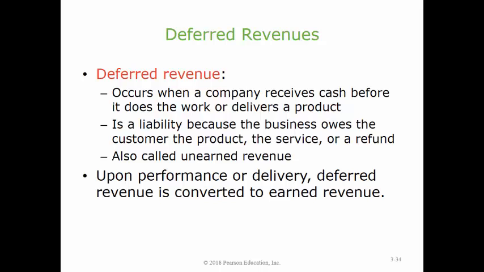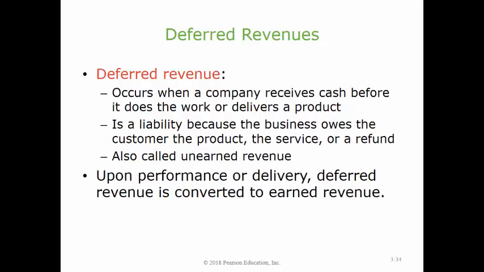Deferred revenues arise when the company receives payment from a customer prior to services being performed or products being delivered. Since the company has not yet performed the service or delivered the product, the customer has a right to request a refund. Therefore, the company still owes the customer either performance or money back.